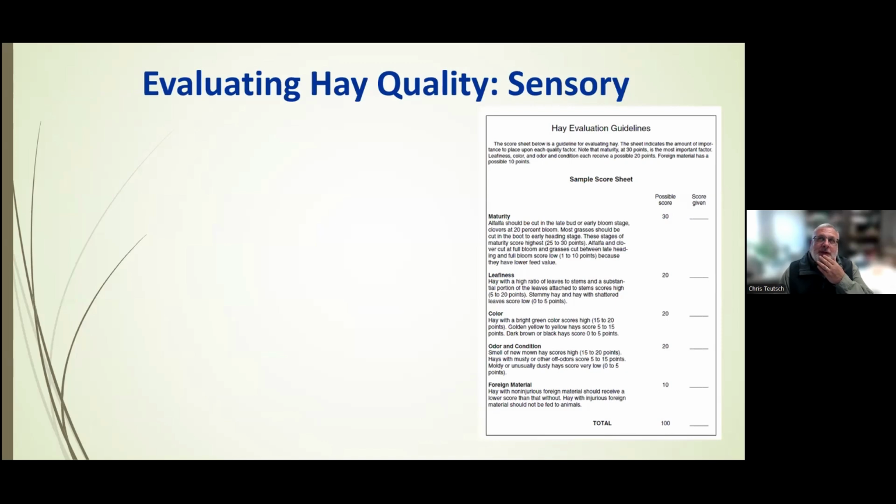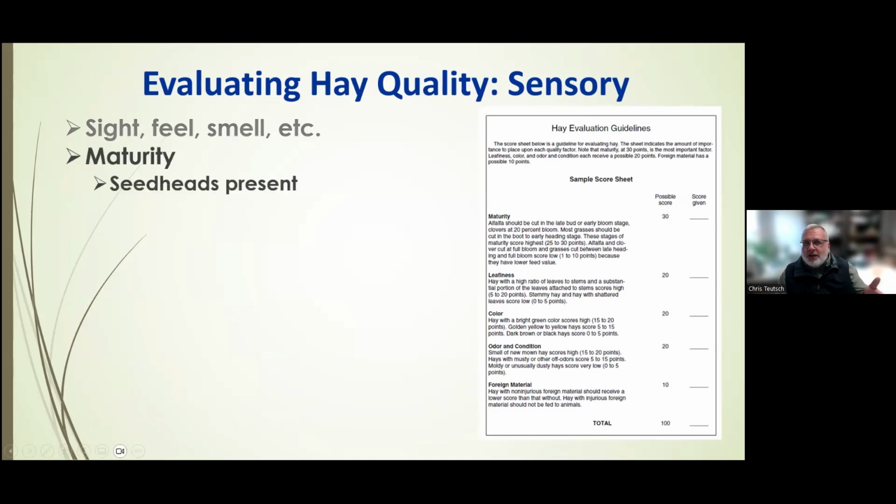Now, when we evaluate hay, there's several different ways to go about that. And the first one is what I call sensory analysis. And as the name implies, it's when we look at that hay and we make an assessment of whether it's good hay or bad hay. So we touch it and we feel it and we smell it, and we look at it and we try to evaluate it. And oftentimes we'll use a hay scoring card that looks something like this.